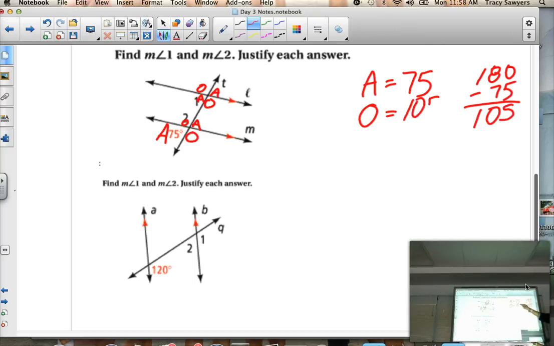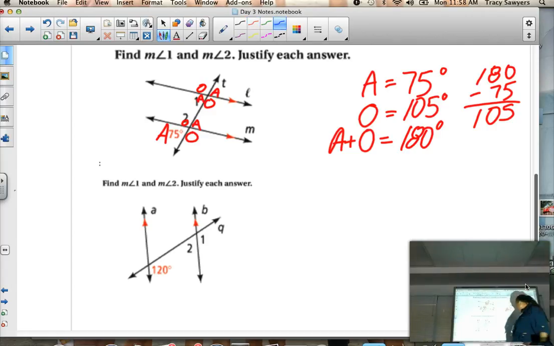Does everybody see why? Because what do we know? A plus O has to equal 180. Now, right now, I could show off as a geometry student and fill in all the A's and O's, couldn't I? But they don't want me to. They just want me to tell them the measure of angle 1. So the measure of angle 1 is what?